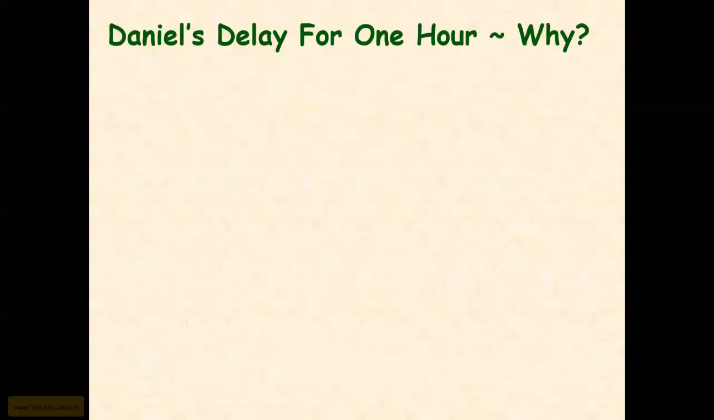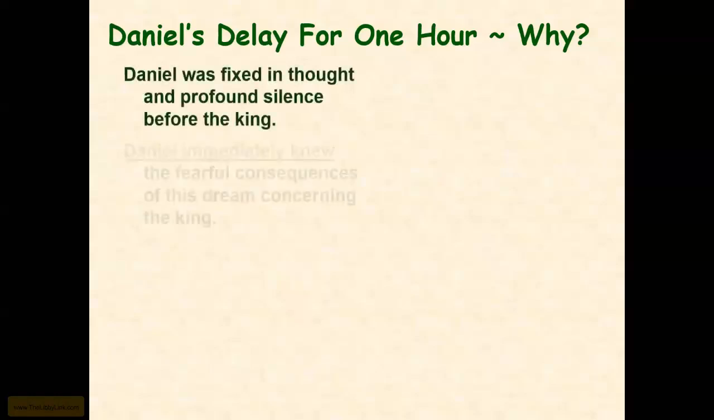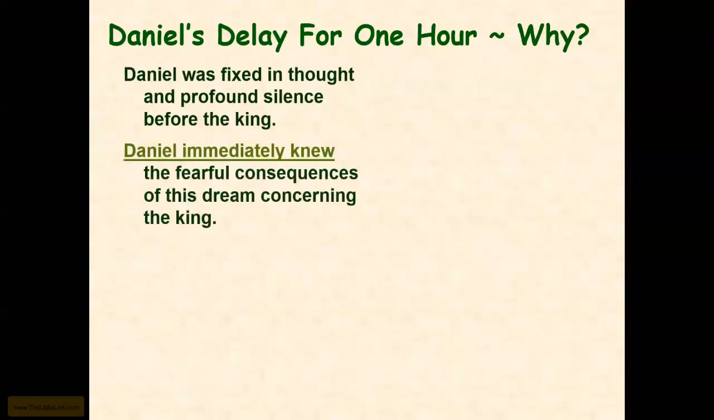Daniel's delay for 1 hour. Why? When the king relayed the dream, why was Daniel so stunned for 1 literal hour? We read, he was so fixed in thought and profound silence about the meaning of this dream until the king addressed him, because Daniel was well acquainted with Ezekiel's prophecies comparing kings and pharaohs to trees. He immediately knew the fearful consequences of this dream concerning King Nebuchadnezzar.